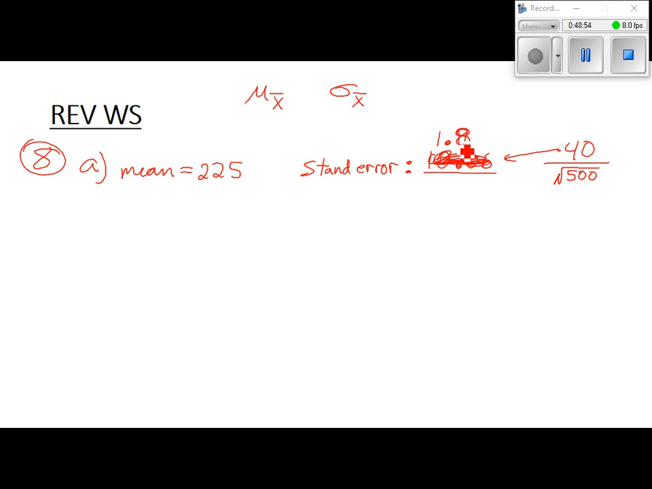What should happen from standard deviation to standard error? Should go what? Should go down, it should be smaller. If it's not smaller, then you did something wrong.